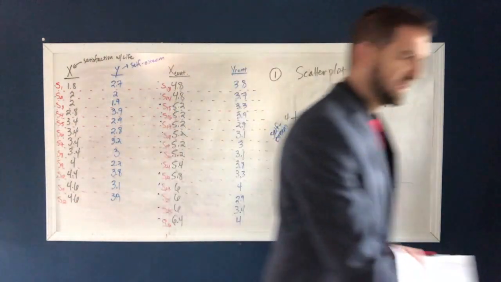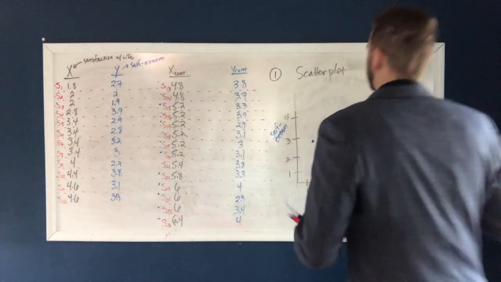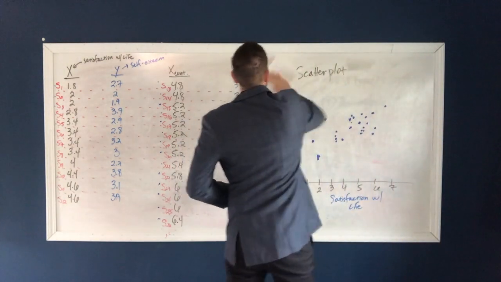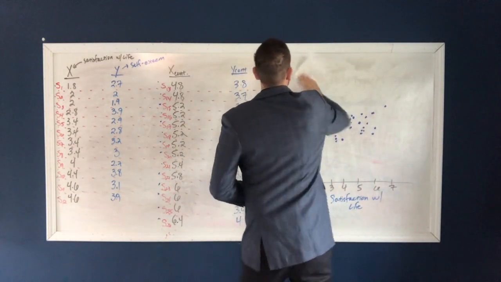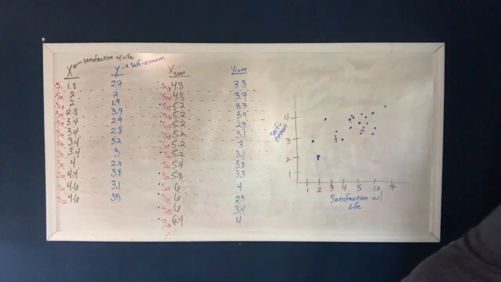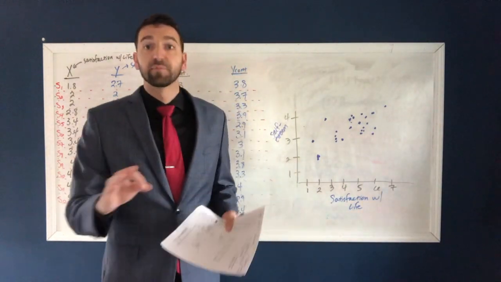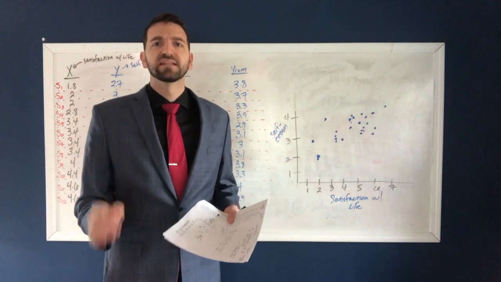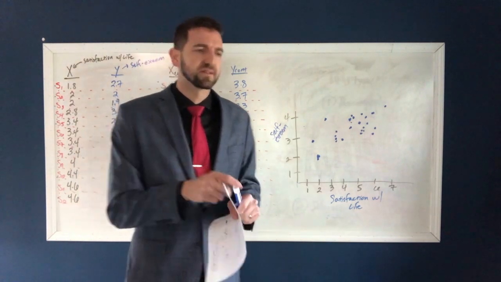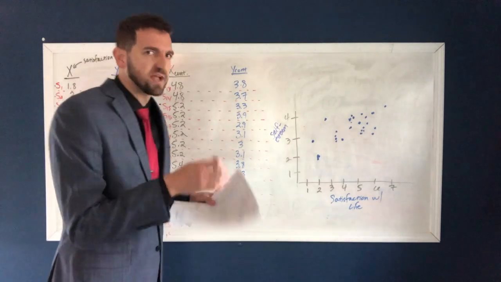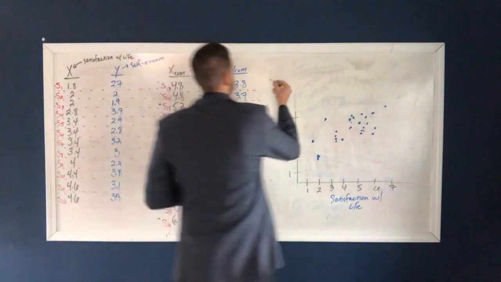So let me give myself a little more space. I don't have much space to work with here. Let's go ahead and erase the word scatter plot. So when we're talking about correlation, we need to talk about two things. We need to talk about direction, and we need to talk about size of the correlation. So the first thing we're going to talk about is direction.